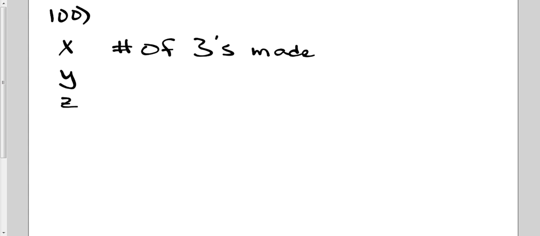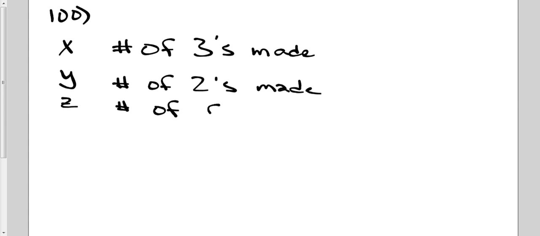Okay, so what do we want to make Y? 2-pointers. Number of 2-pointers. You agree with that, Alex? And then what is Z going to equal then, Zach? Yeah, number of 1s or number of free throws. Okay, so that's my first step.